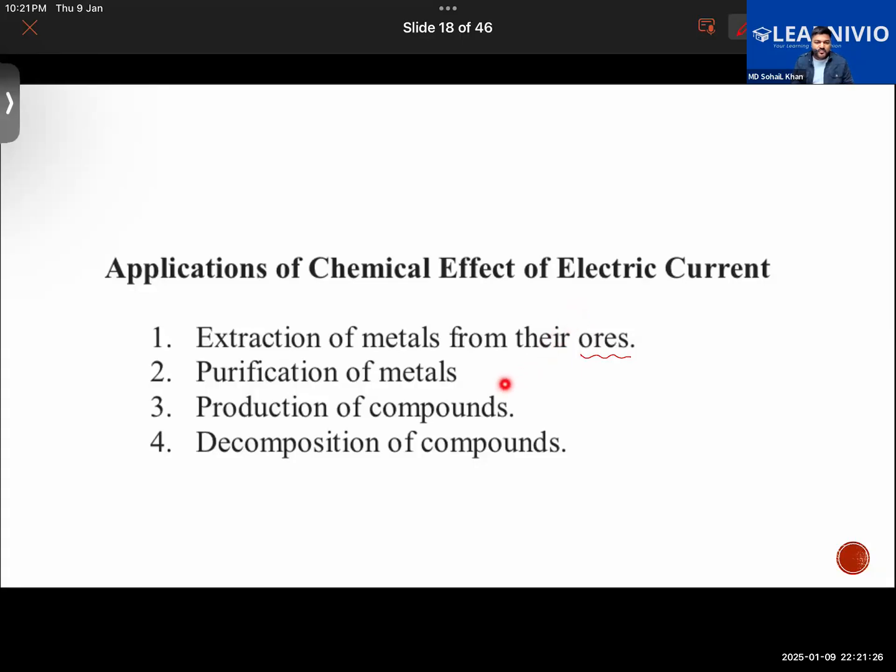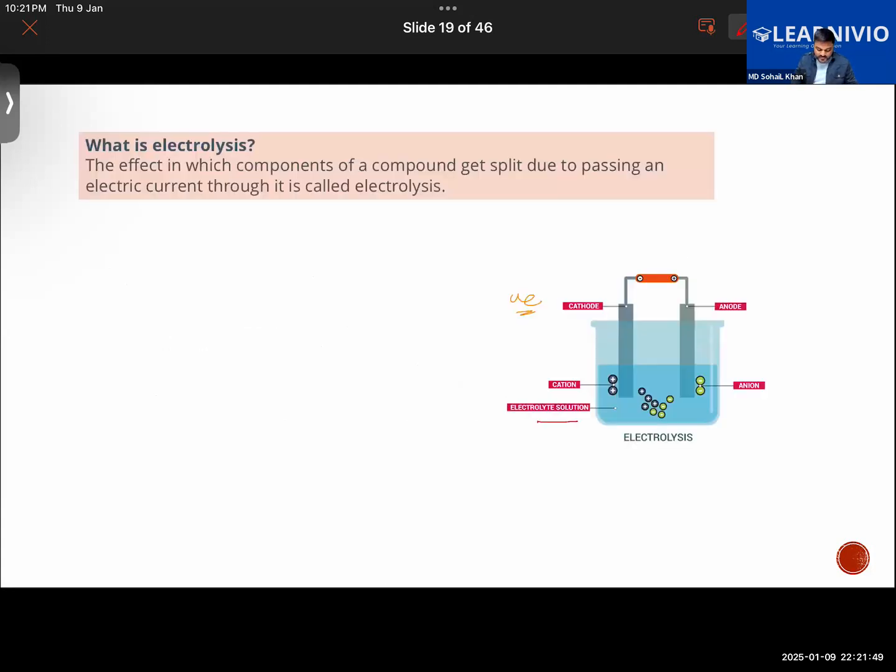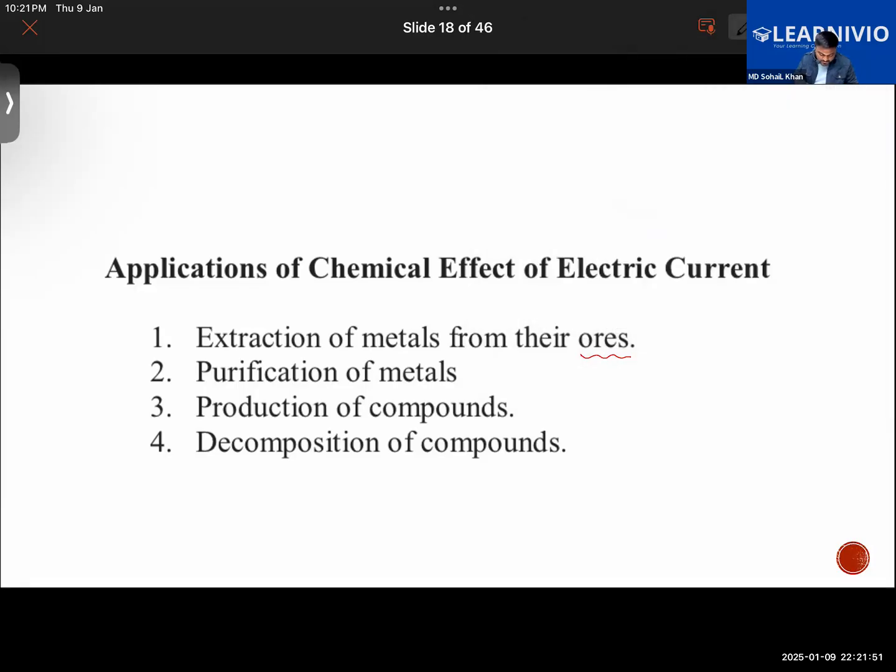Then, if you have to purify a metal, suppose I am having a piece of copper metal, okay, but it has some impurities in it. I need to get rid of the impurities from it. So there also we can apply the chemical effect. Then we can produce new compounds using the chemical effect, and we can break up a given compound using this. There was one more important thing, that is we can do electroplating also.